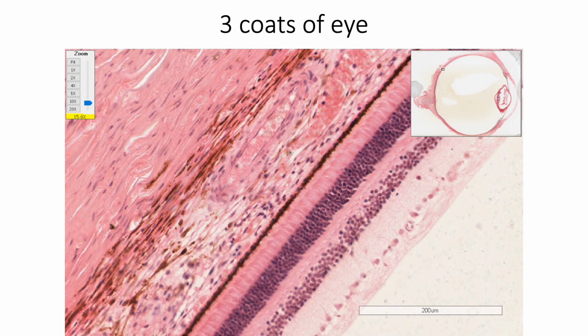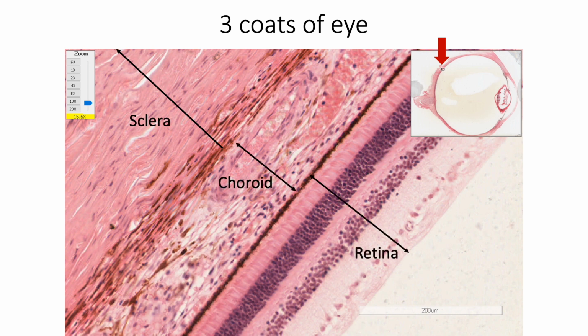3 coats of the eye are clearly seen here after magnifying the area which is marked in the inset: the outer sclera, middle choroid, and inner retina.